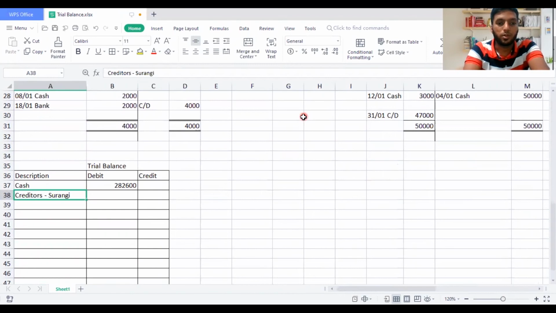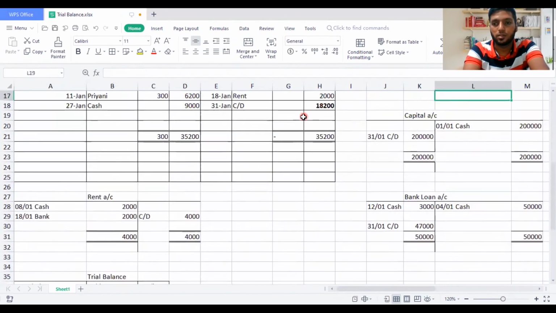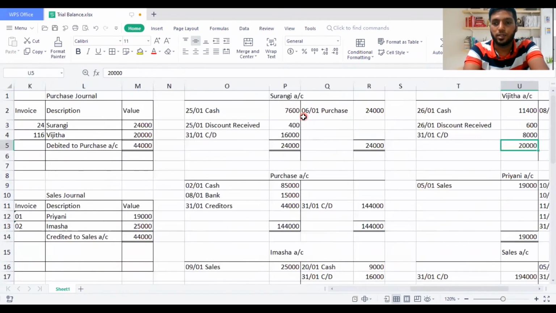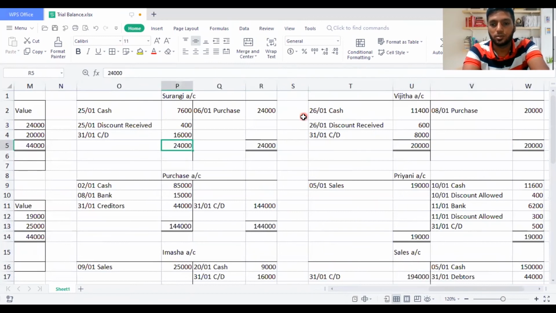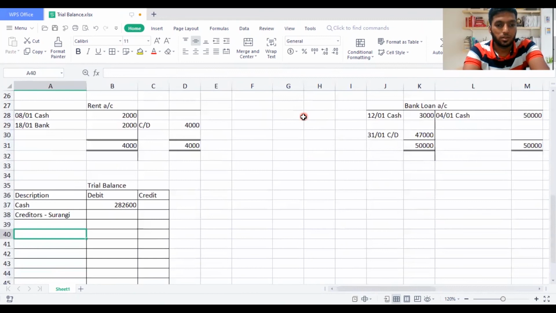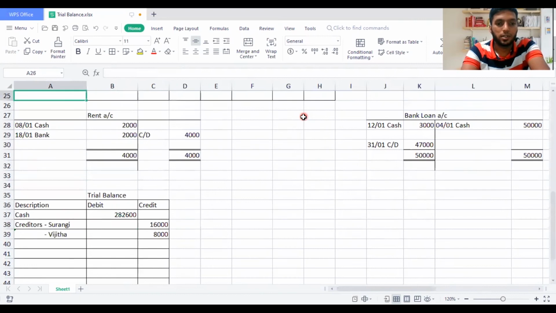And then what is the amount for Surangi? It's going to be 16,000, right? And then we have Vichita 8,000. So 16,000 and 8,000. So I record here 16,000 on the credit side, and Vichita 8,000, with a dash, some lines to show it's also part of creditors. And I forgot to write the bank account.